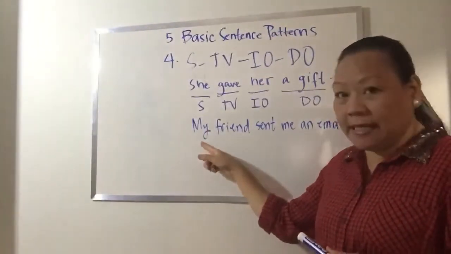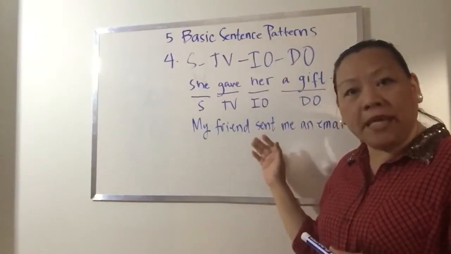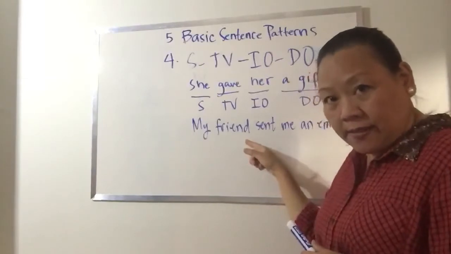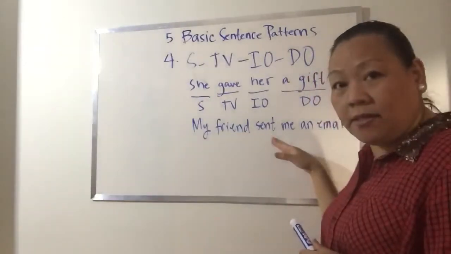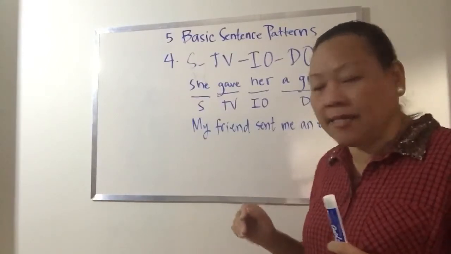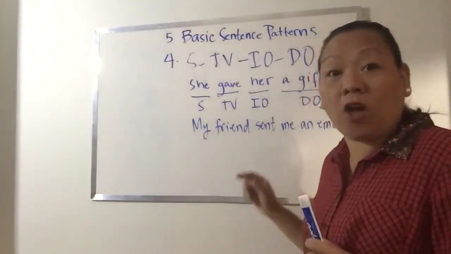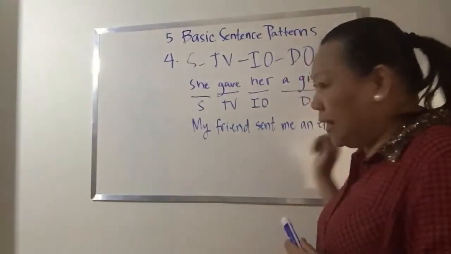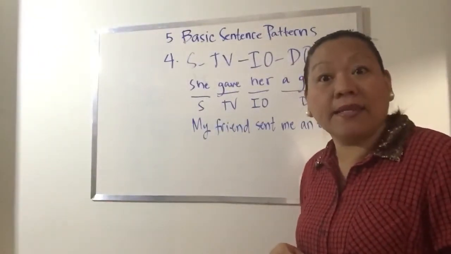My friend sent me an email. So my friend is the subject. Sent is the transitive verb. It's in the past simple. This is the past simple of the word send. Me is an object pronoun, and it's the indirect object. And an email is the direct object.